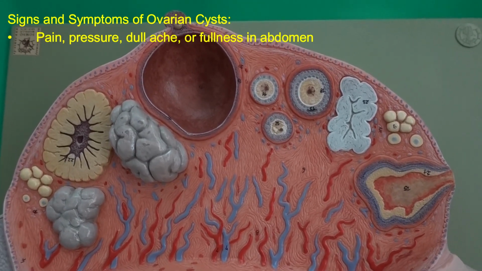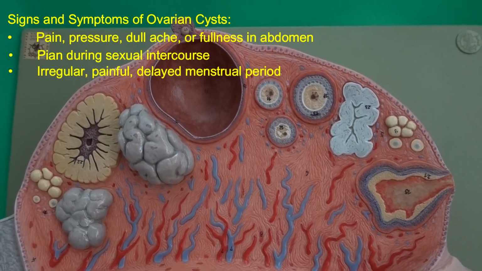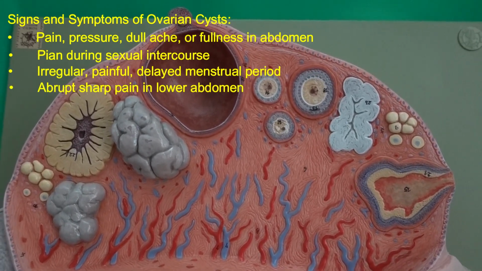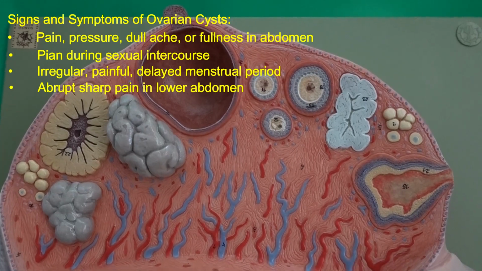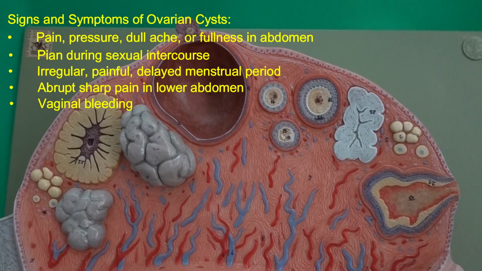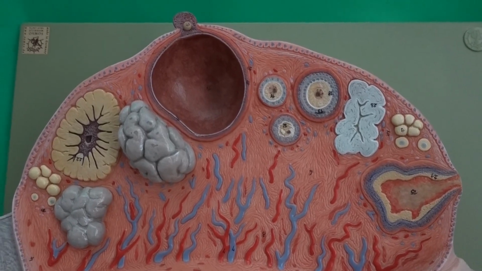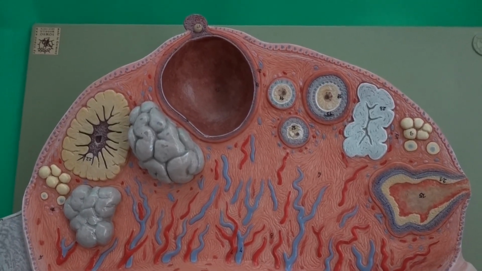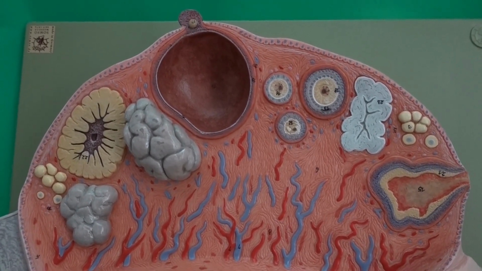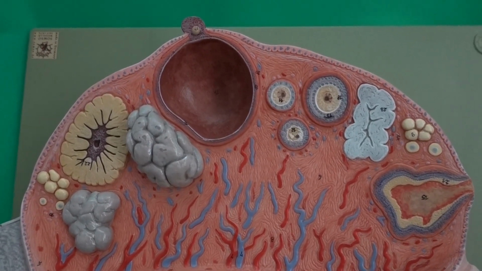Some females experience pain during sexual intercourse. The menstruation could become irregular, painful, or delayed due to the presence of ovarian cysts. Some females express that they experience sudden sharp pain in their lower abdomen or vaginal bleeding could happen. In general, as I mentioned, in most cases we do not need any treatment unless we are suspicious that the ovarian cyst could be cancerous, or if the ovarian cyst has a diameter larger than 5 centimeters, that would equal about 2 inches, in which case, they may be removed surgically.